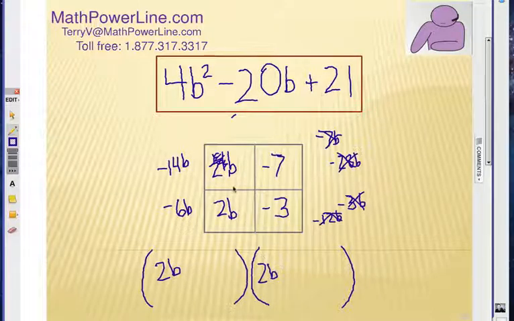2b times 2b, it comes from that column right there. And then I have a negative 7 and a negative 3, and it actually won't really matter which is which because they're both being multiplied by 2b. So the middle term comes from negative 14b right there and negative 6b right here. So there you go. The answer, 2b minus 7, 2b minus 3.